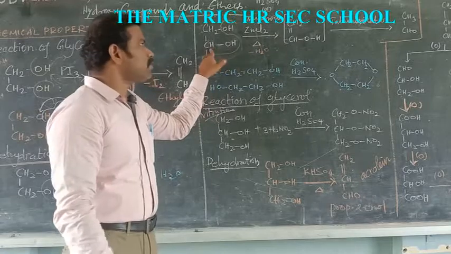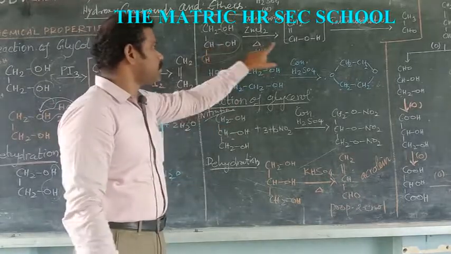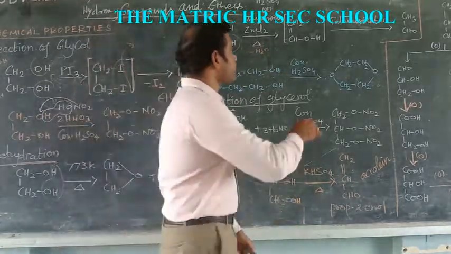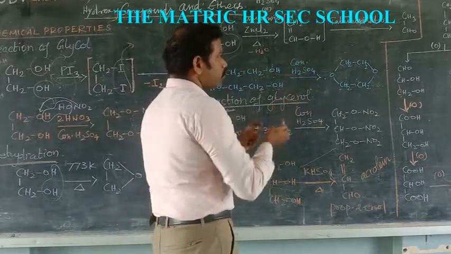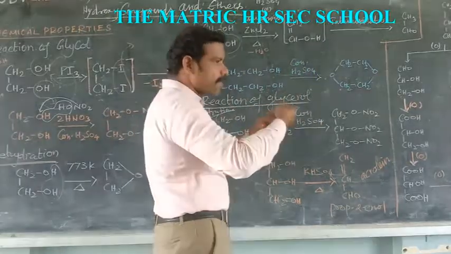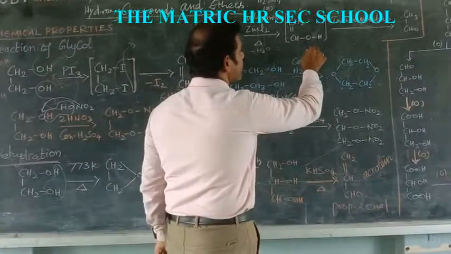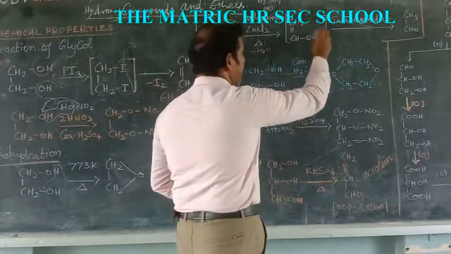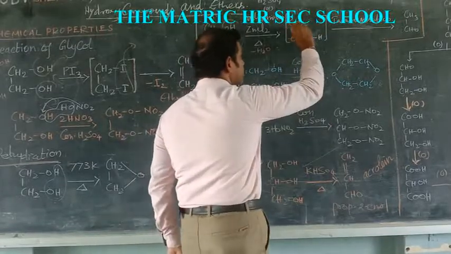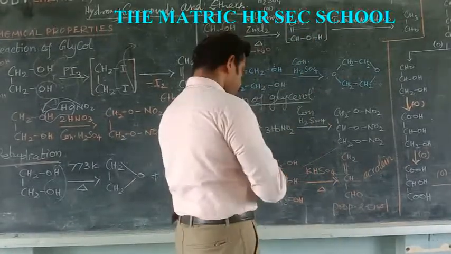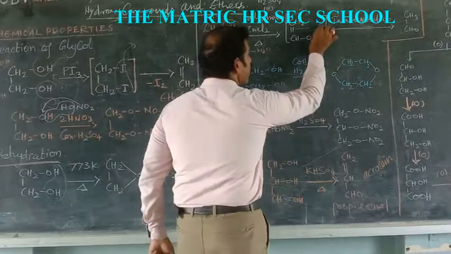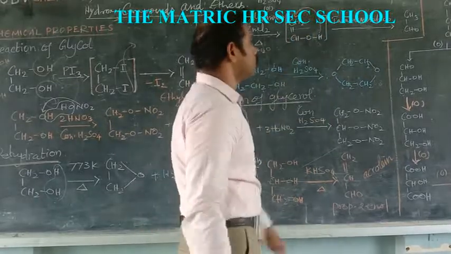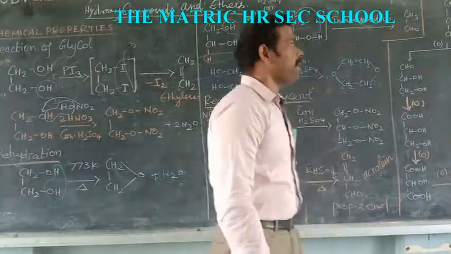So the remaining balance compound, I will write it as CH and OH. Then tautomerism is possible. In tautomerism, the compound is rearranging. So this bond is broken, this one bond is broken, as well as this bond is broken. The hydrogen is going to the CH2. So we will be getting CH3.